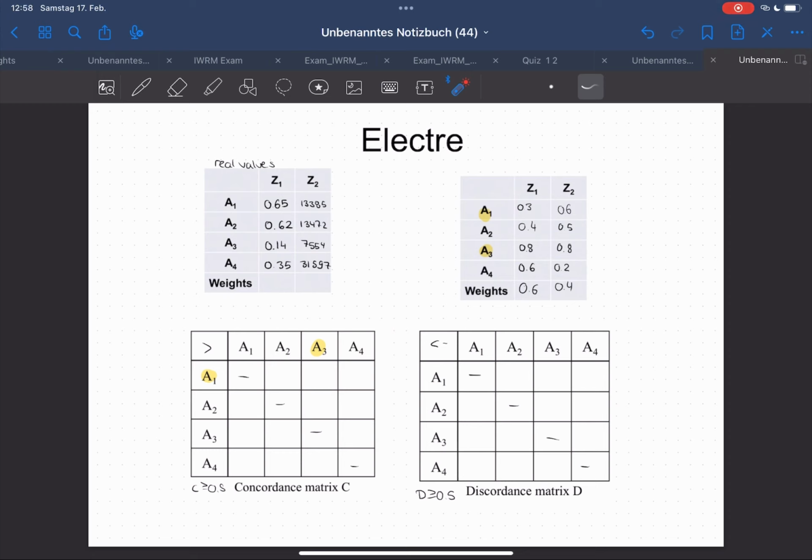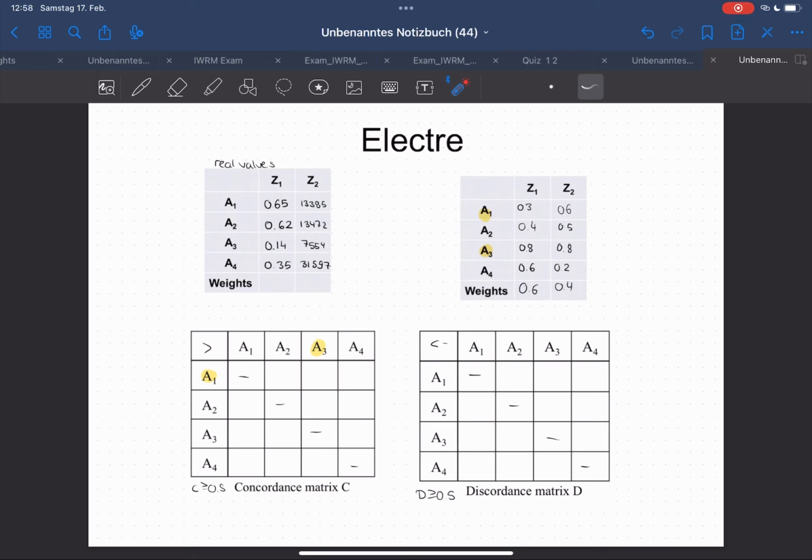And so these weights, they have to add up to 1. Like here in this example, the costs were more important than the irrigation demand, and therefore it's a 0.6 for costs and a 0.4 for irrigation demand.